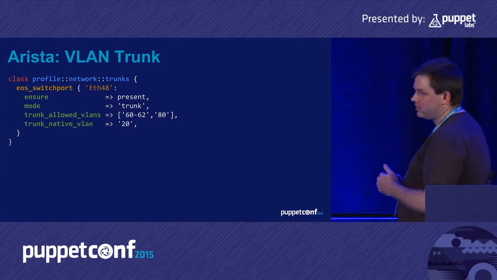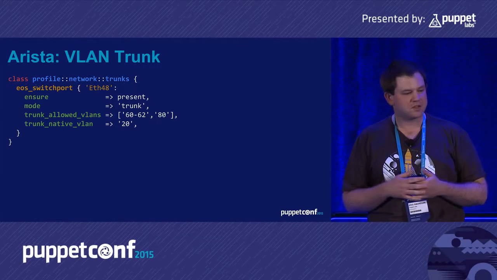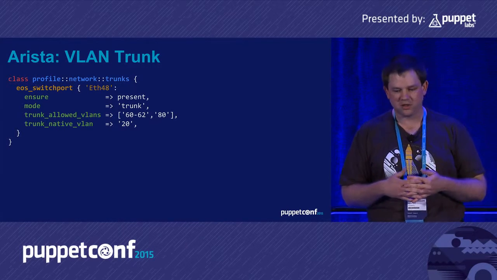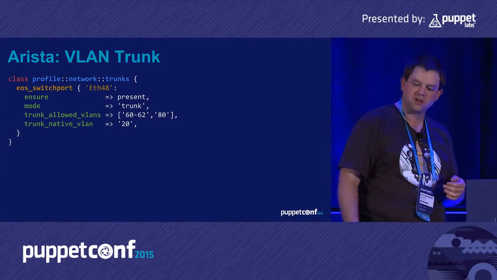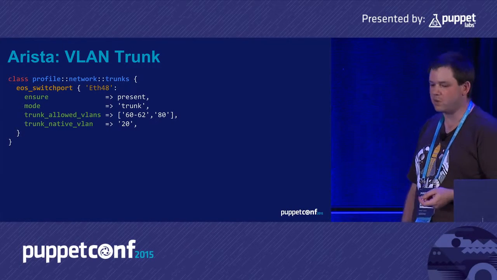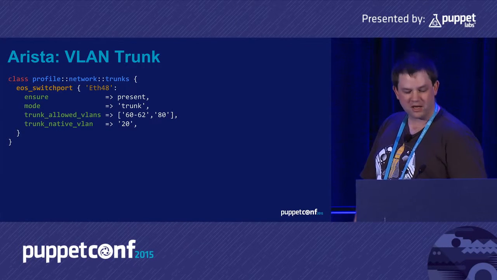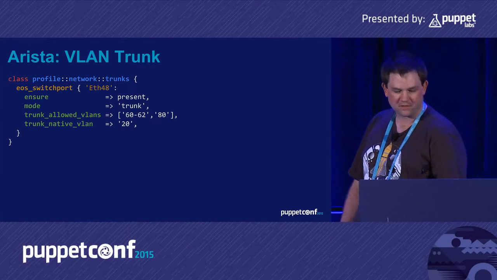Moving on to VLAN trunks for Arista. Again, it's fairly self-explanatory in the networking world here. We're ensuring that it's present, that it's a trunk. We've got a range of VLANs on this trunk and an individual VLAN as well, and it supports a native VLAN. This is a native type on port ETH48 for this switch.